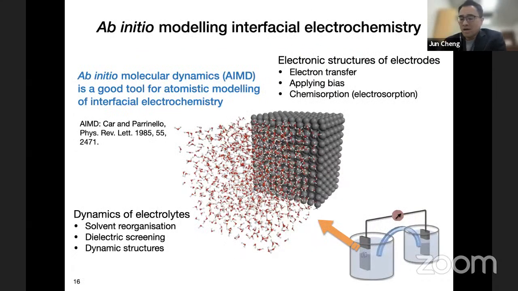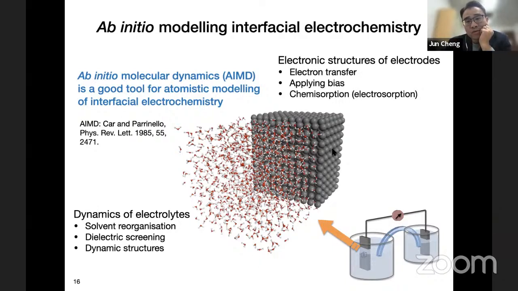Okay, so we will start with the neutral surface interface at the beginning. The methodology we use is based on ab initio molecular dynamics. That's a very expensive method, but it really accounts for the very important chemistry and physics of the interface. Although expensive, it's really a good benchmark for this type of study.